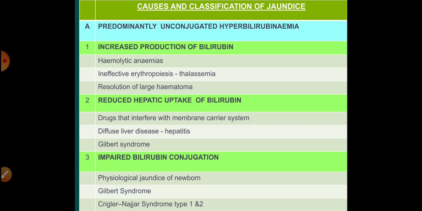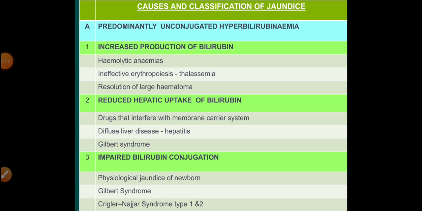Reduced hepatic uptake of bilirubin is seen in certain diffuse liver diseases like hepatitis, or due to certain drugs that interfere with the membrane carrier system, and sometimes also seen in Gilbert syndrome. Gilbert syndrome is because of a defect in conjugation, but sometimes there is a defect in the uptake of the bilirubin.